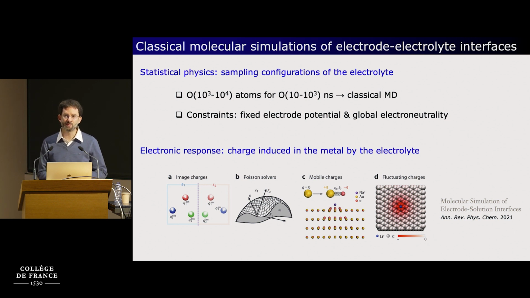But a very important aspect that you need to consider is the polarization of the metal by the external charge distribution, which consists of your electrolytes, so ions and the water or other solvent molecules. And there are several ways of accounting for this electronic response in classical molecular simulations. You have some examples here that are discussed in this recent review. And I'm going to show you some results of simulations that we do in our groups that are based on this fluctuating charge model of the electrode.